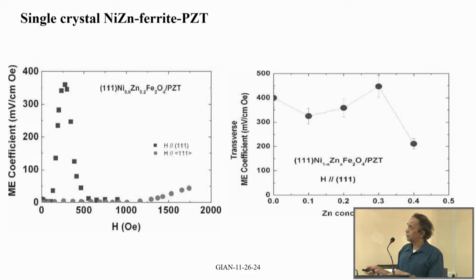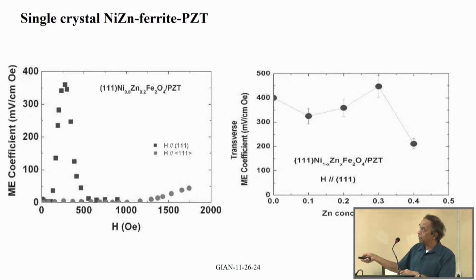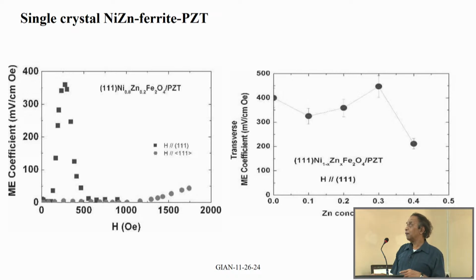These are data for the field parallel to the 111 direction and perpendicular to the 111 direction. So, when it says H parallel to 111 on the top, it refers to the plane. So, if this is the plane, the direction is perpendicular. This is the 111 direction, this is the 111 plane, and the squares are the values when the field is in plane, the other one is out of plane. And the maximum value is around 400.